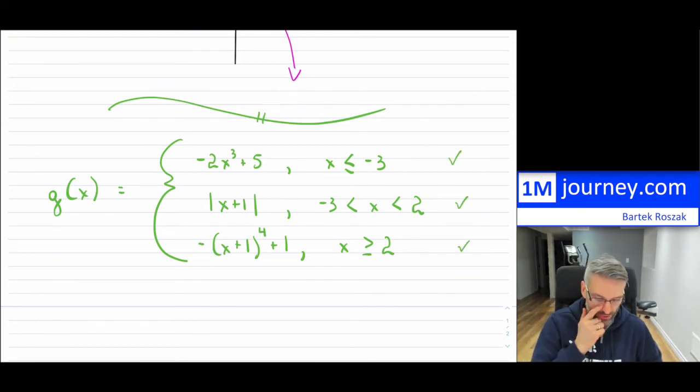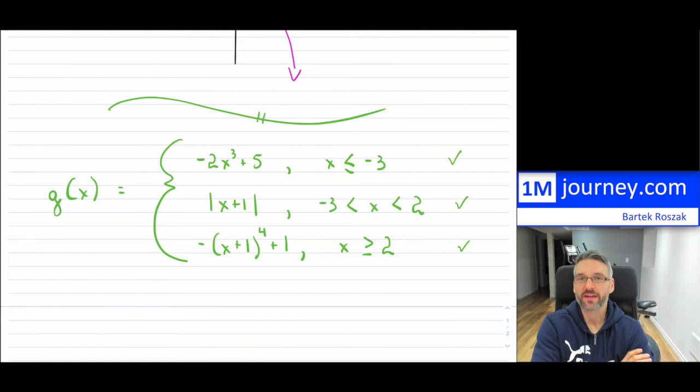Those will be my domains, and then my g is going to take on 3 pieces, depending on what the input is. Typically, you'll see it written out like this, where they'll give you the function, and then they'll tell you what domains they're defined for. And now, of course, we can sketch this out.